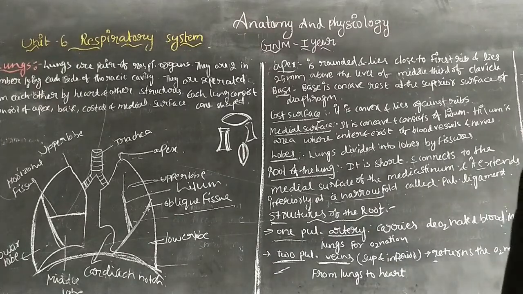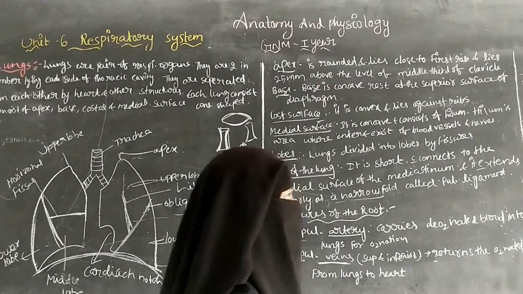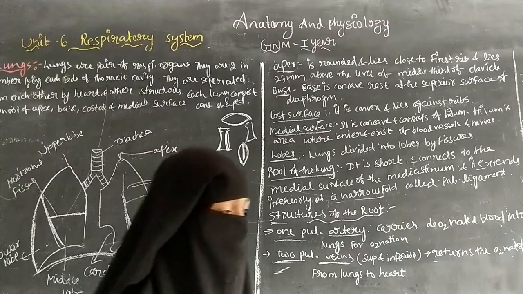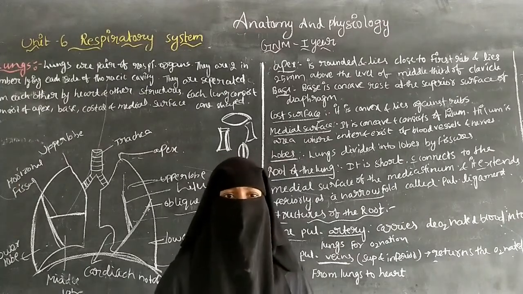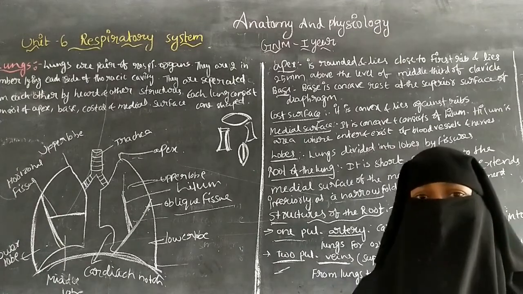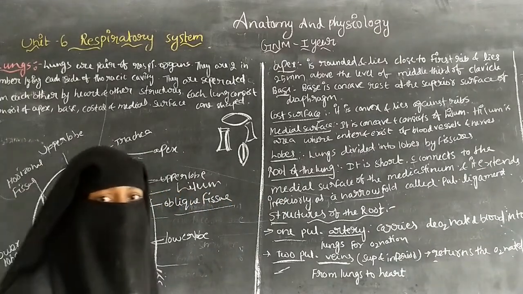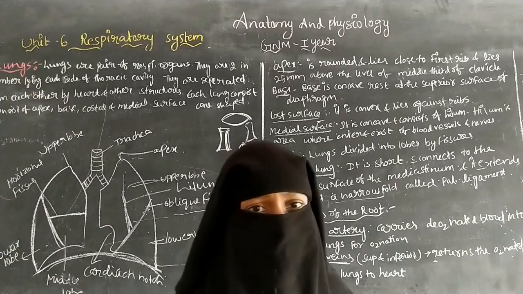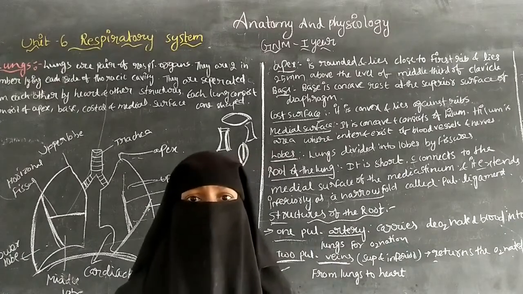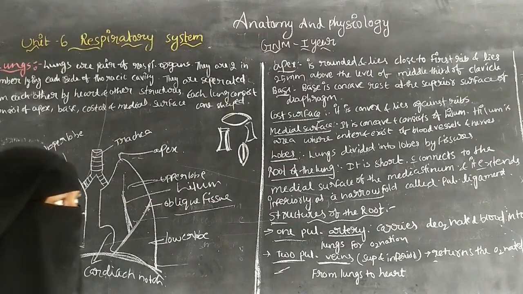And next is the bronchial veins. The bronchial veins return some of the blood from the lungs to the superior vena cava.